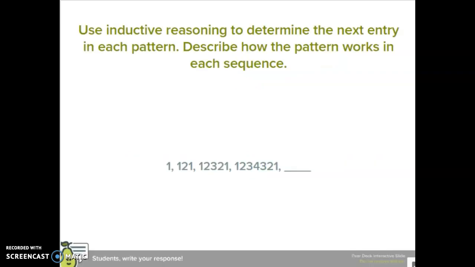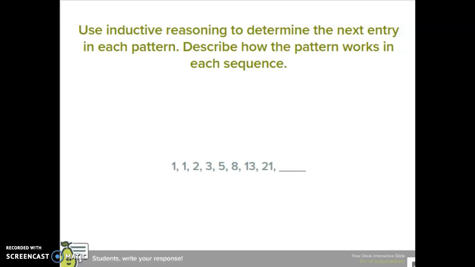We're just going to do a few more practice problems of inductive reasoning, trying to figure out the next one in the sequence. Pause the video, see if you can come up with it. Hopefully you came up with the same number as me. I noticed that they were just adding numbers and then repeating the pattern backwards at the end.